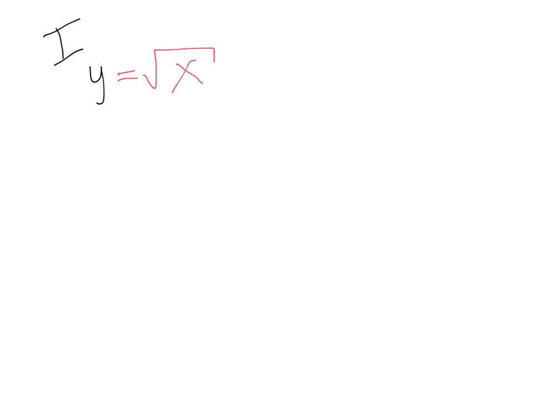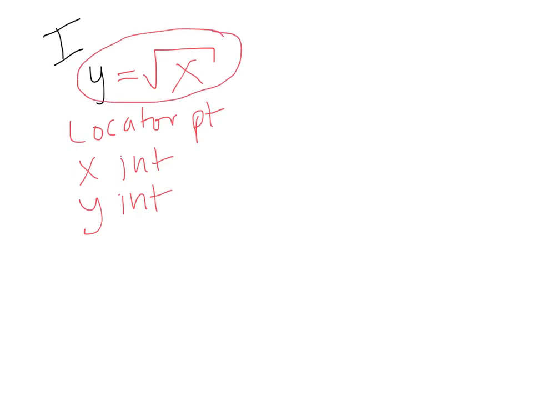The 3 major points that we're going to be talking about today are the locator point, the x-intercept, and the y-intercept. We'll see what all of those are in just a second. But because we're using y equals the square root of x, we haven't done a lot of graphing for that yet, so we're going to make a quick table. You may remember doing this from the beginning of the year in your foldable. You might want to reference that.